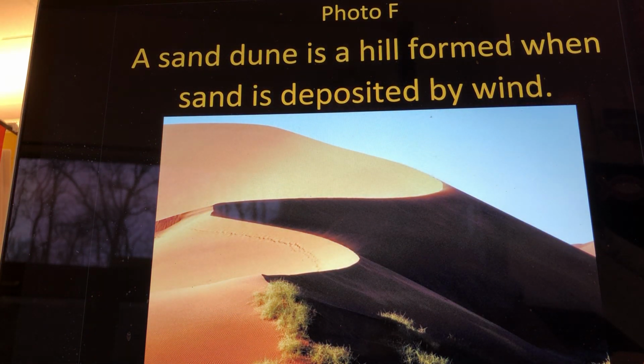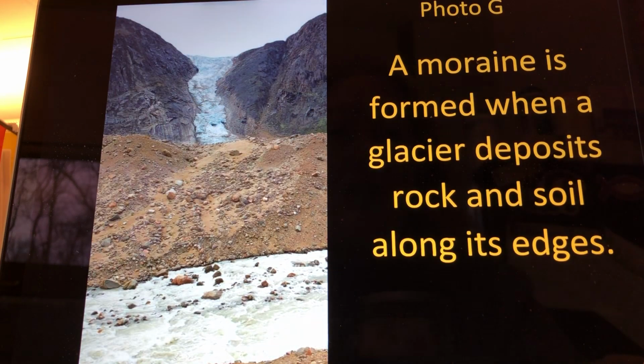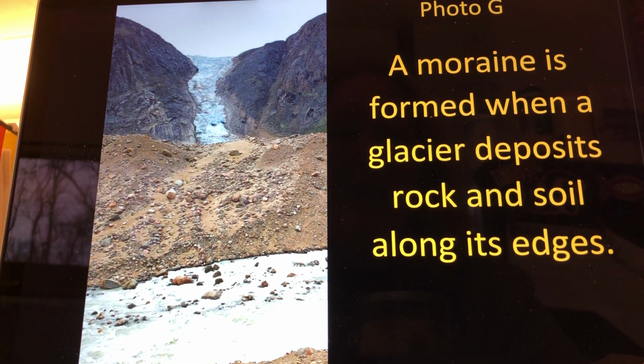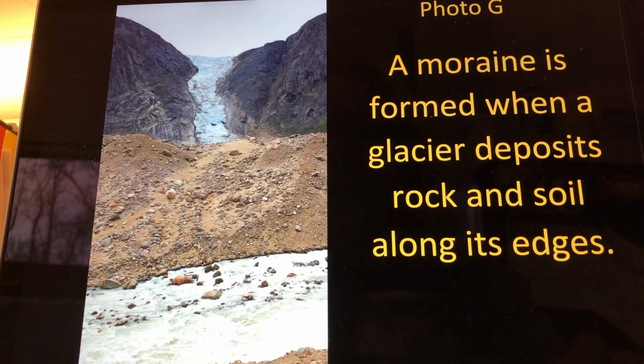A sand dune, see, that's cool. I think that's a cool picture. It's a hill formed when the sand is deposited by the wind. That's cool. It looks like a piece of art. A moraine, here it is, where the glacier settles things, formed when a glacier deposits rock and soil along its edges. That's really cool too. Oops, I went too far.